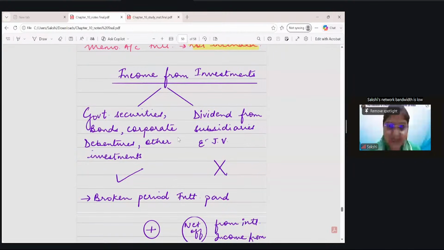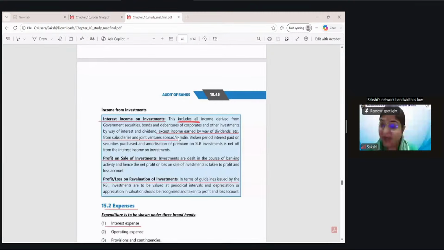Just come to our study material and see. They say interest income on investment includes all the income derived from government securities, bonds and debentures of corporates and other investments by way of interest and dividend, except income earned by way of dividends from subsidiaries and joint ventures abroad or in India. Okay, there is a concept of broken period interest.